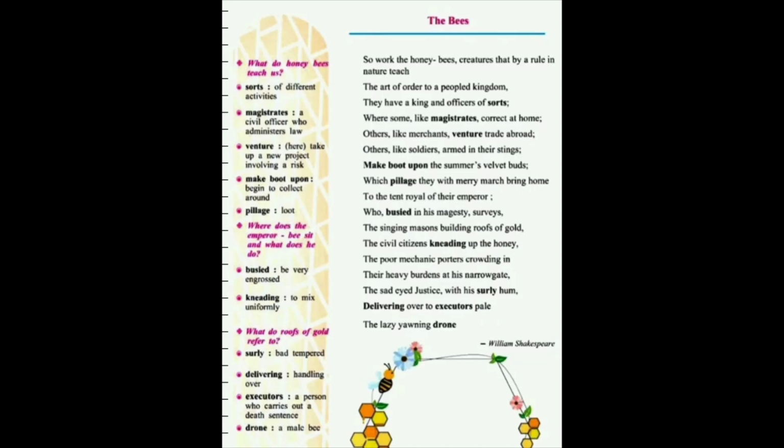Okay, that is how we come towards the end of the explanation of the poem.